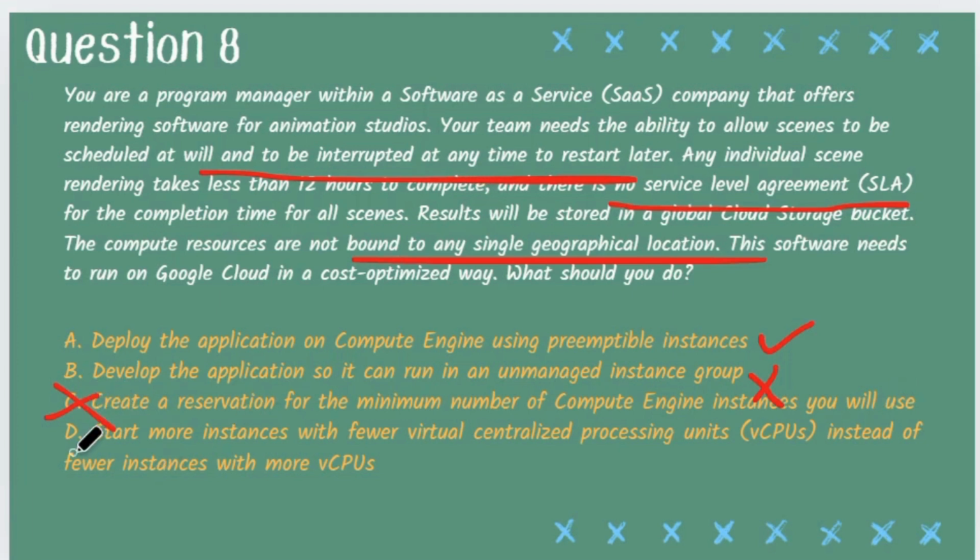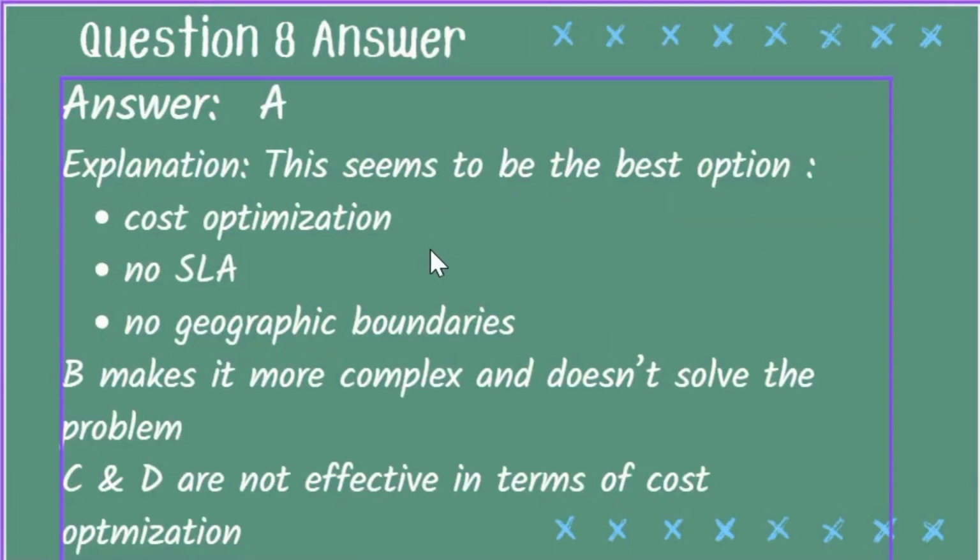Option D says start more instances than it's required. Again, if you have a feature like auto scaling, why would you need to start more instances than needed? This is also ruled out. So among the options available, clearly option A is the best one. This is just the explanation for question number 8. Please pause the video if you would like to go through it.